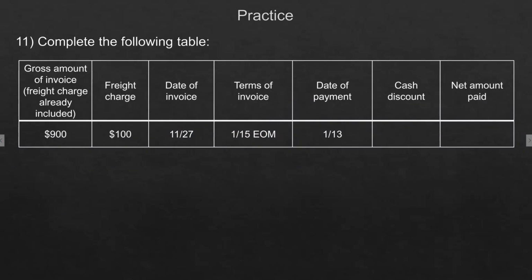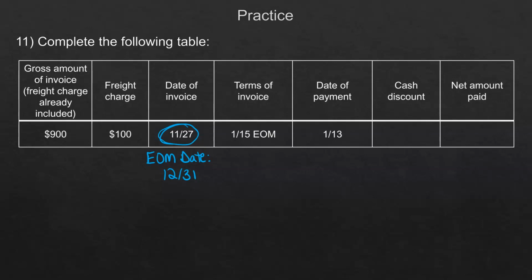All right, so here's the next one. It's a similar chart that we're going to fill out. We need the cash discount and then the net amount paid. Okay, so our invoice date, notice this is 1/15 EOM and our invoice date is on 11/27. So that's after the 25th. So our EOM date is going to be not the end of November, but the end of December. Okay?